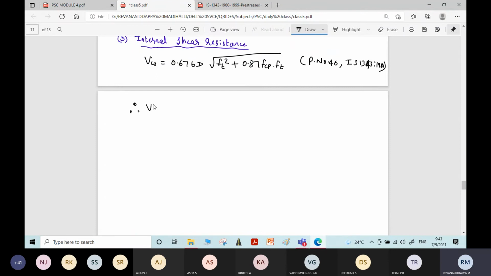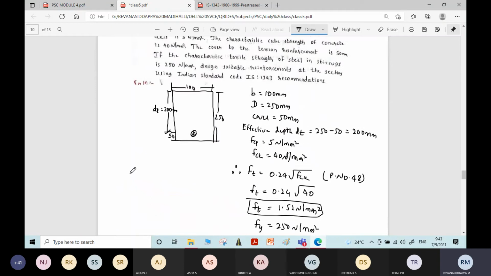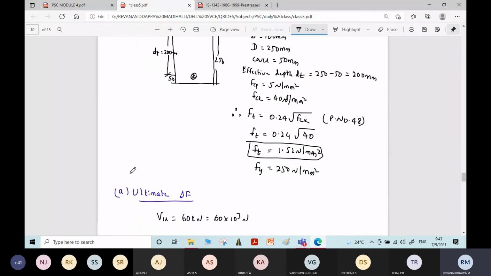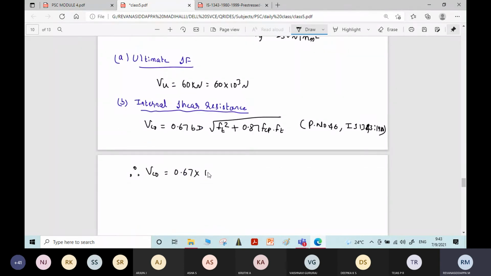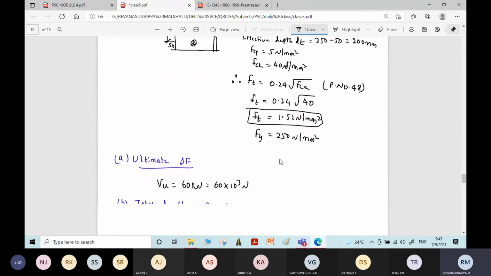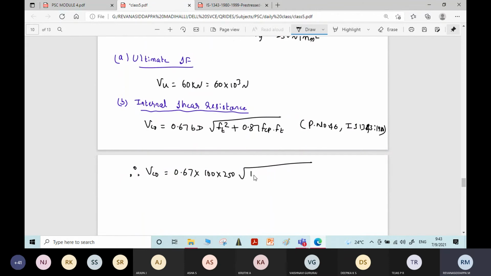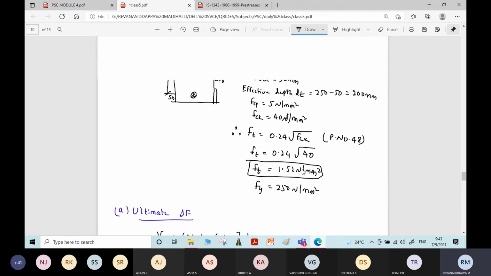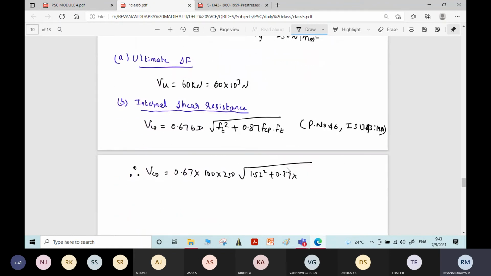Therefore, Vc naught is equal to 0.67 into b is 100, D is 250. 100 into 250 root of Ft square, 1.52 square, plus 0.87. FCP is 5 or 4? It is FCP 5. 5 into 1.52.